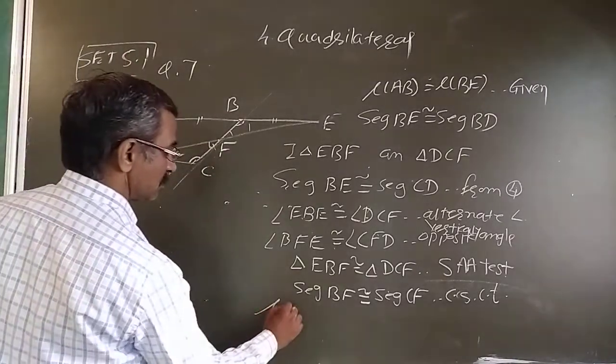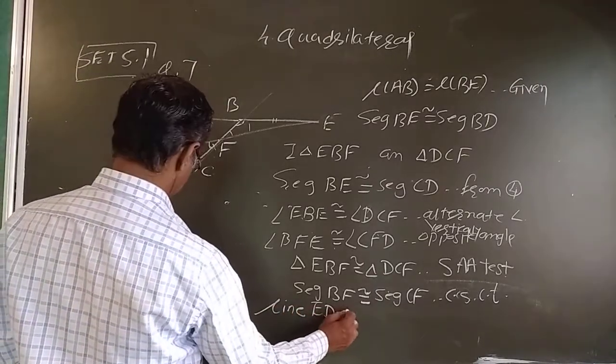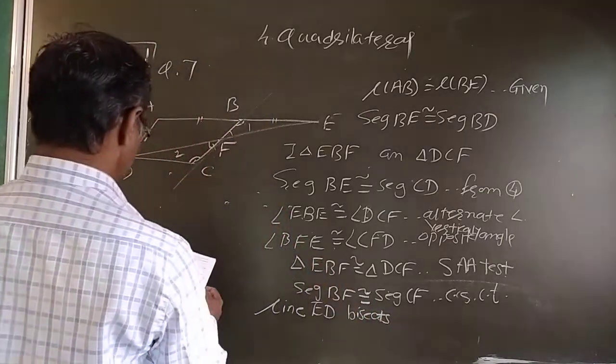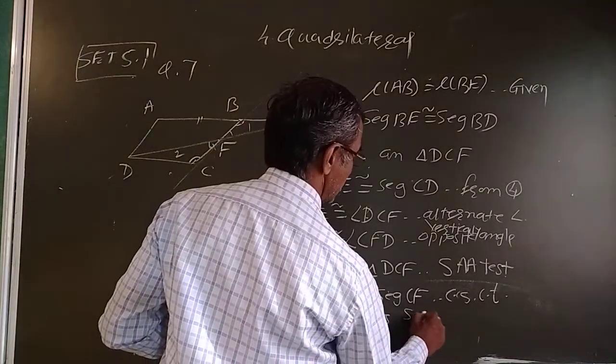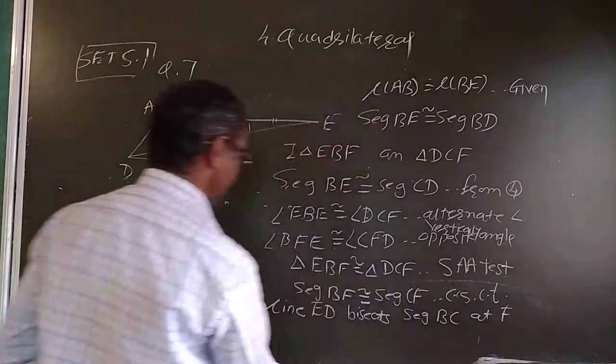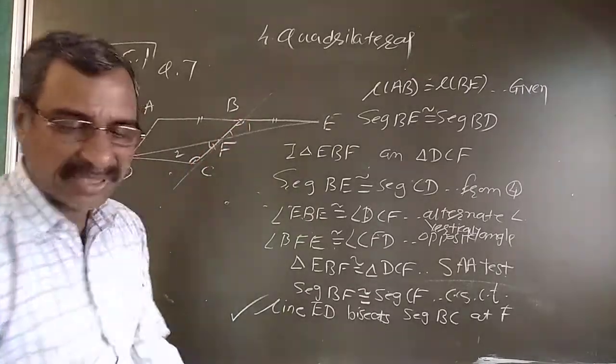So the line ED bisects segment BC at the point F, which we proved. This point F bisects the segment BC.